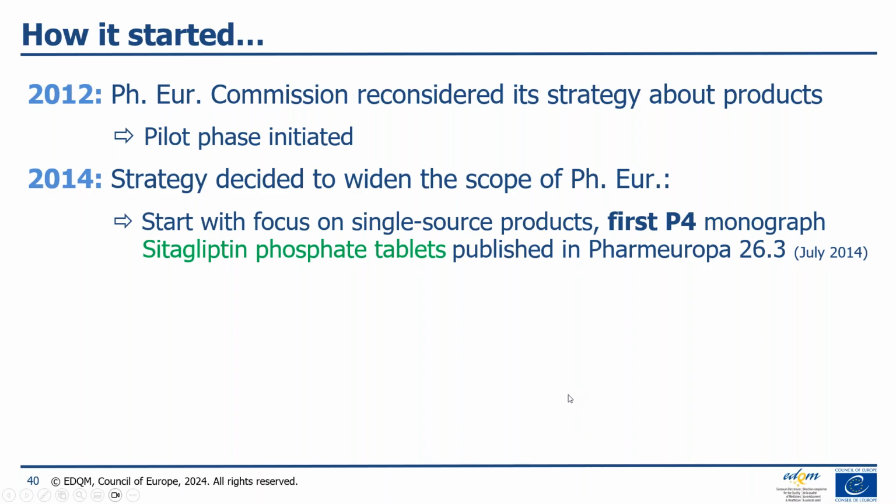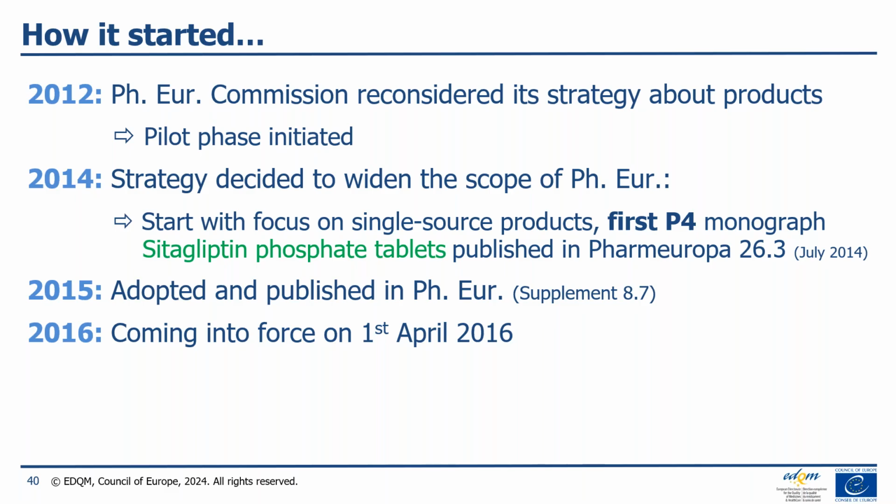And we consider this still quite recent, because if you consider the 60 years of the European Pharmacopoeia and the elaboration of the active substance and excipient monographs. The first focus was on the single source products, so-called P4 monographs. And the first P4 monograph was sitagliptin phosphate tablets, published in Pharmeuropa 26.3 for comments. And it was adopted in 2015 and published in the European Pharmacopoeia.